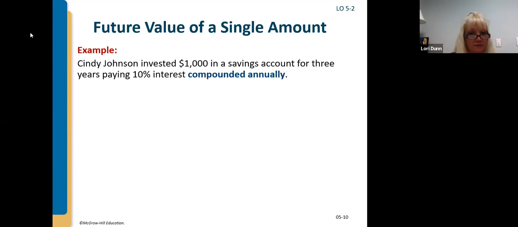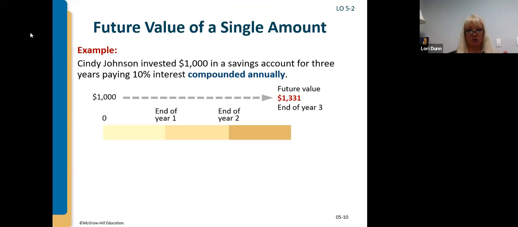What's important with these time value of money problems is we understand, first of all, what we're searching for, then the appropriate interest rate and the appropriate time period. So Cindy Johnson invested $1,000 in a savings account for 3 years, paying 10% interest compounded annually. Pretty straightforward. So here's what's happening. Cindy is putting the money away today. We call that present value, time 0. She's only putting a single amount away, and it's going to compound and earn interest annually for 3 years.